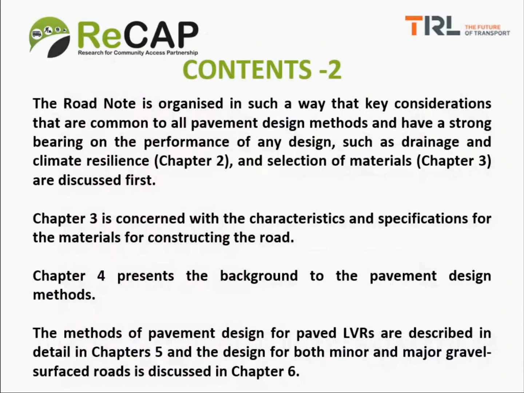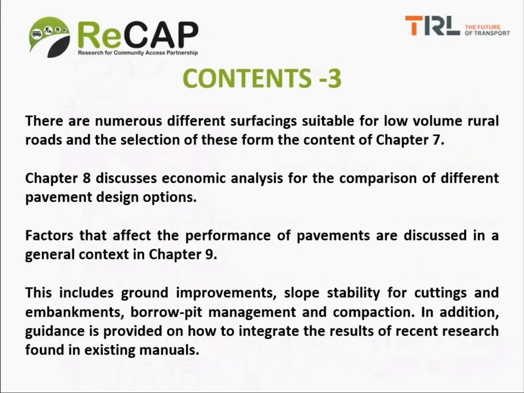Chapter 3 is concerned with the characteristics and specifications for the materials for constructing the road. Chapter 4 presents the background to all of the pavement design methods, and those methods are described in detail in chapter 5, and the design of both minor and major gravel roads is discussed in chapter 6. There are numerous different surfacings suitable for low volume rural roads, and the selection of these forms the content of chapter 7. Chapter 8 discusses economic analysis for the comparison of different pavement design options and different methods of economic analysis. Factors that affect the performance of pavements are discussed in a general context in chapter 9.